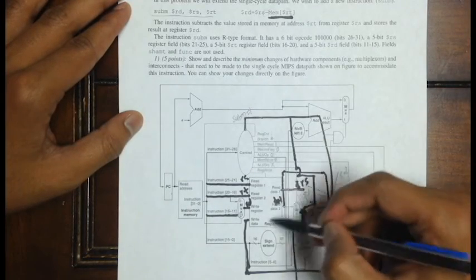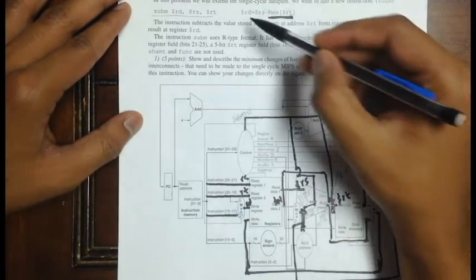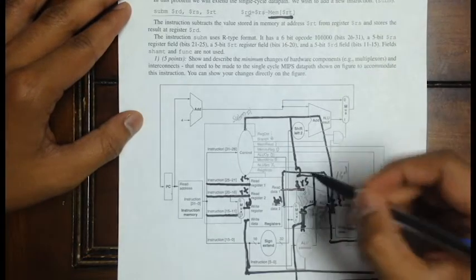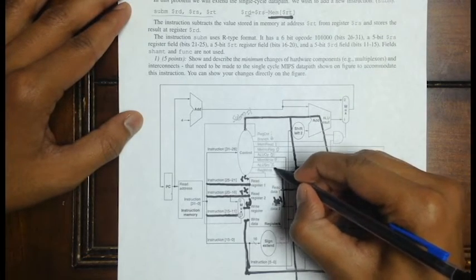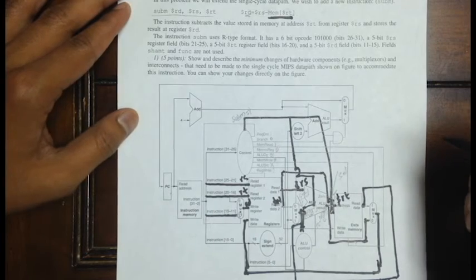Register write. Are we going to write into register? Yes, we are. We're writing into RD. So register write would be 1.